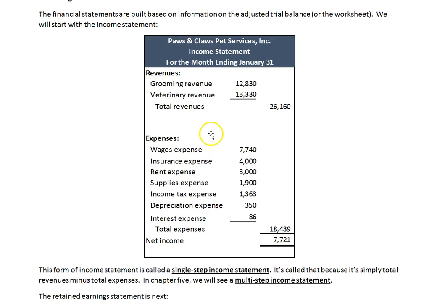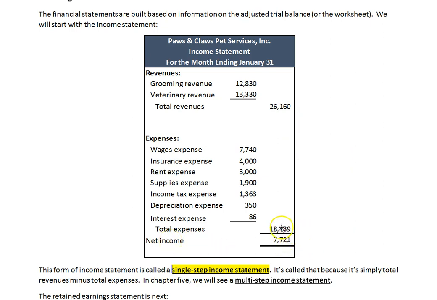But this is a simple single step income statement, is its name. We're going to see more complicated ones in future chapters, but for now this is all we have. All it does is list out your revenues. So they have 2 types of revenue, so total revenue, and then it lists out all their expenses. They have a lot of expenses. They total up the revenue, they total up the expenses, they subtract the 2, and they get to net income.